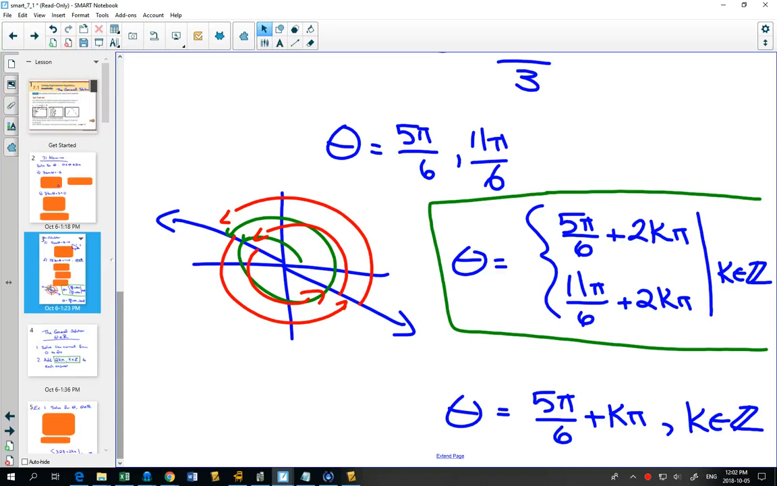Both would be considered right, but if you had a multiple choice question where they only listed this as the answer, you would have to understand it. Okay?